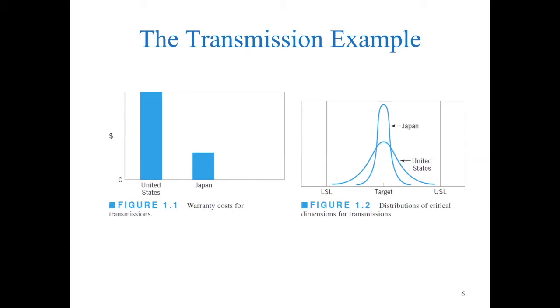They want this target to be here. And this target is related to a quality characteristic that represents the part that is being manufactured. So while both processes produce parts that are centered around the target, there's a significant difference in the variability of the produced parts. And so several parts that are produced in the United States may end up being very close to the upper and lower specification limits.